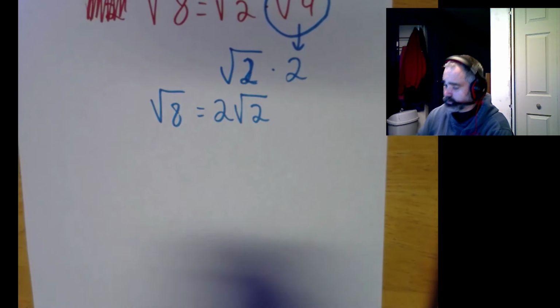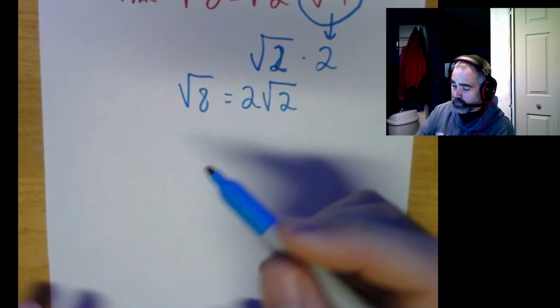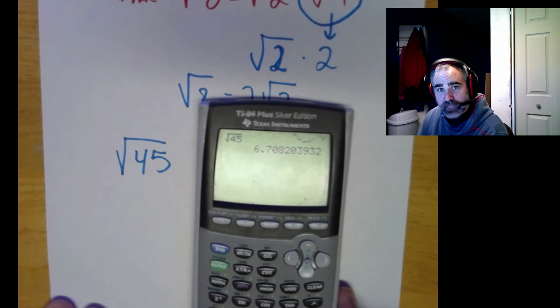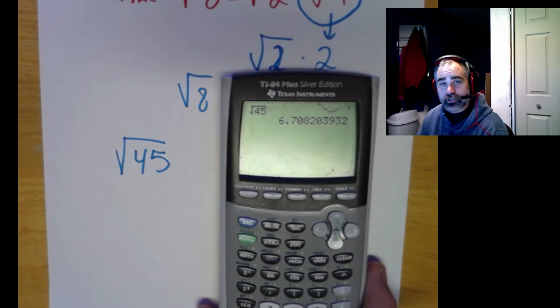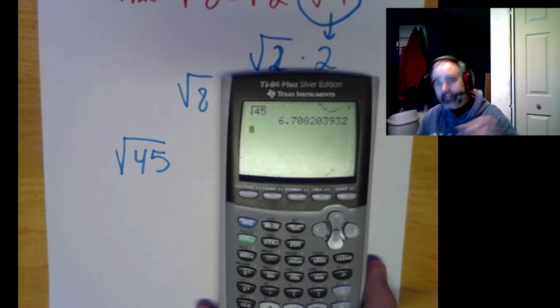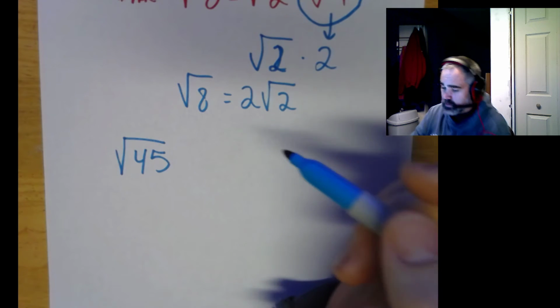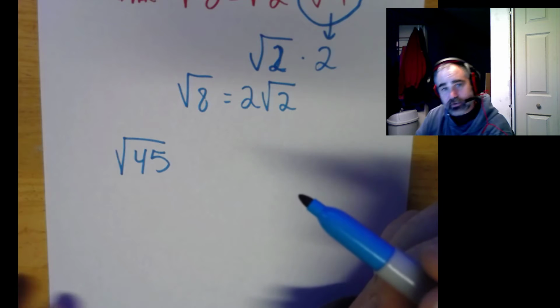For example, let's try another one here. I could simplify the square root of 45. Now, I wouldn't necessarily be able to figure out what that is by looking at the number. It looks irrational if we type it into our calculators, and it is. But we can simplify it. Think about it like a fraction. Fractions simplify. We can simplify square roots as well.